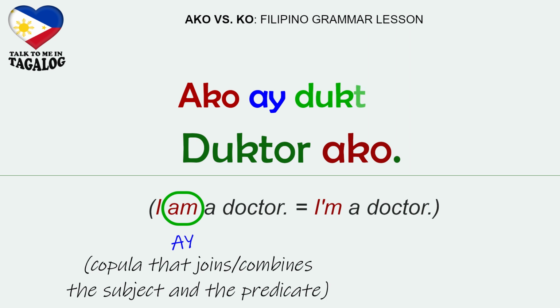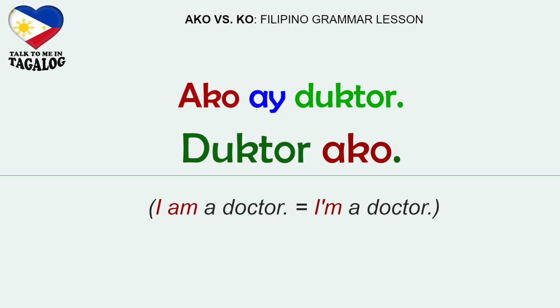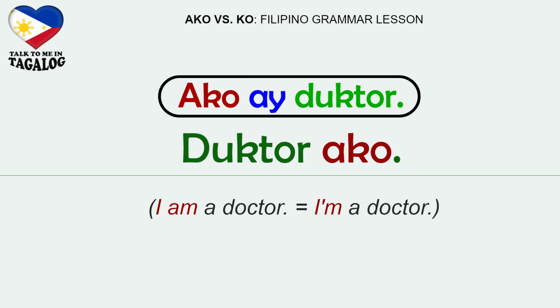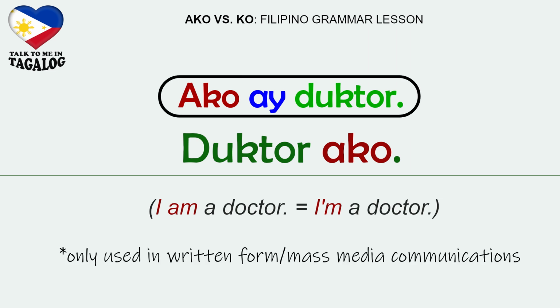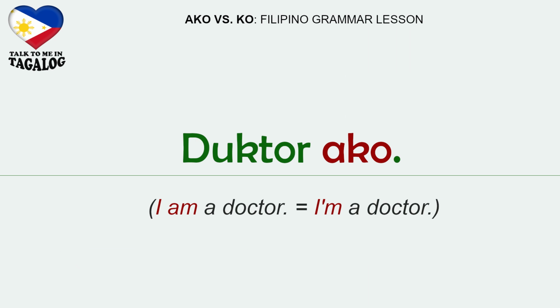Ako ay doktor. Ako is the subject and the noun doktor is the predicate. To put them together into a sentence, you have to insert the copula ay between ako and doktor. Ako ay doktor, which also means I'm a doctor. This word order, however, is only used in the written form or in mass media communications. In spoken Tagalog, we use the noun ako pattern. Doktor ako. You may replace doktor with any other profession like engineer ako, nurse ako, teacher ako, etc.